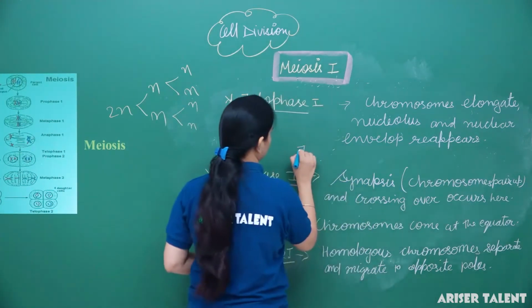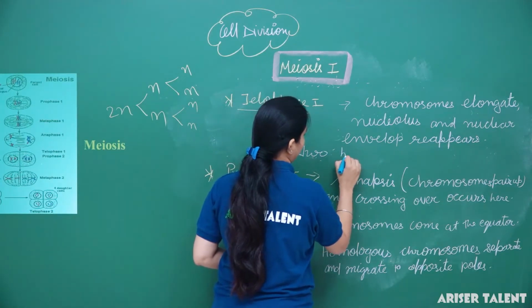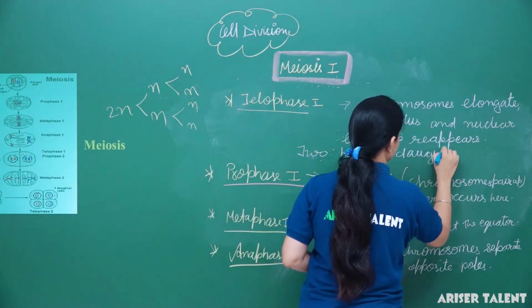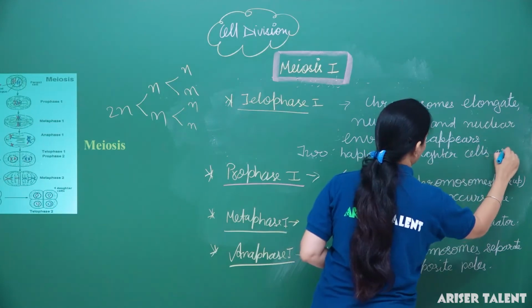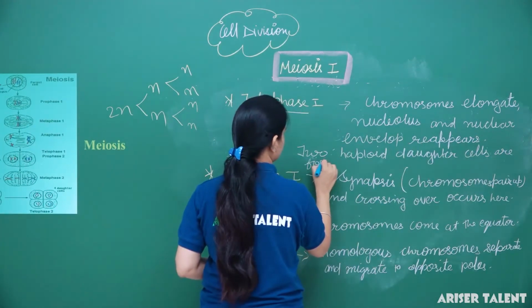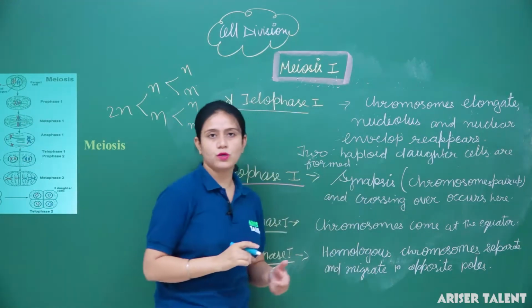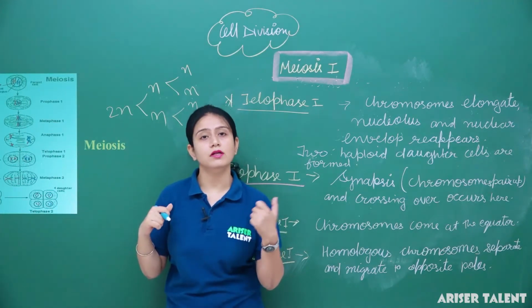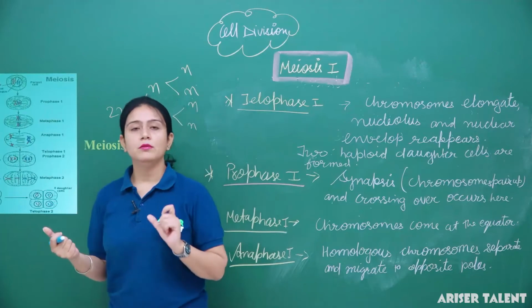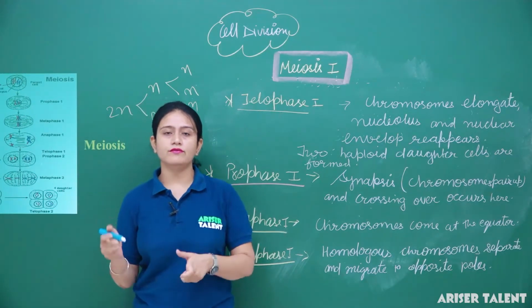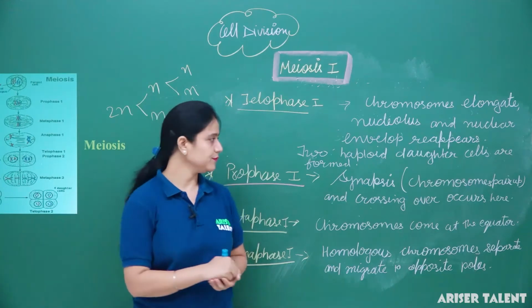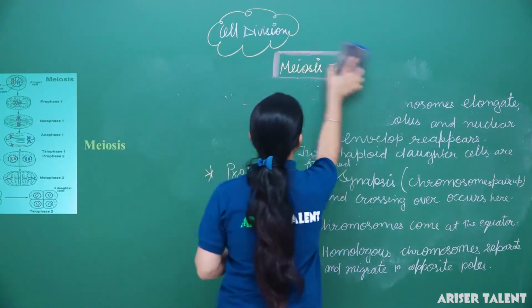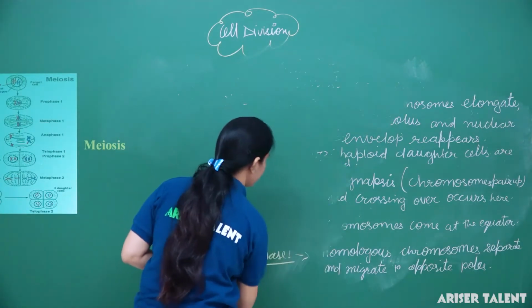Two haploid daughter cells are formed. Okay, so meiosis 1 completes here, and meiosis 2 starts from here only, from telophase 1 only. So it was all about meiosis. Clear? Now we will talk about the difference between mitosis and meiosis.